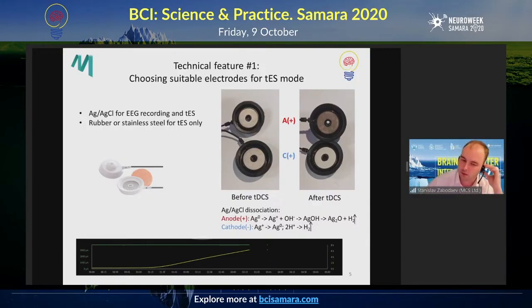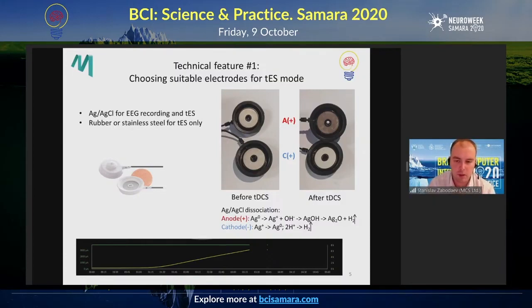On the anode, silver oxidizes, and then it interacts with hydroxyl group ions, and you get this residue, silver hydroxide, which is unstable and dissolves into silver oxide and hydrogen. And silver oxide is stable enough, and it has this dark gray color that you can see in the top right corner.